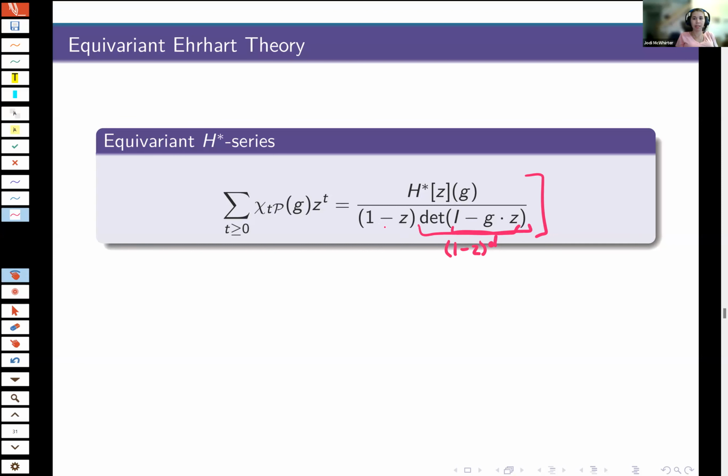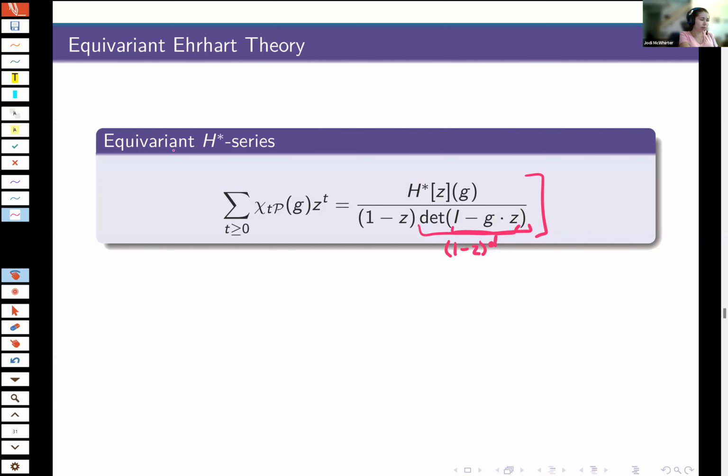That should make sense because the identity element had better fix the whole polytope. So if I just plug in the identity element of my group, this should just give me back the Ehrhart series. In that case, this numerator will just be the original H-star polynomial of my polytope. But if I start plugging in other group elements, kind of funky things can happen.